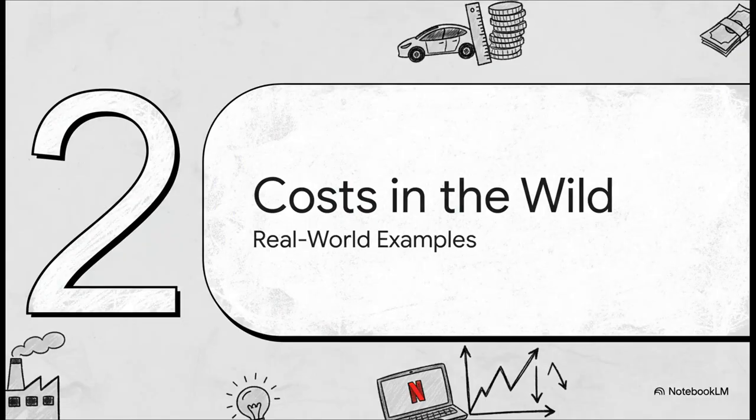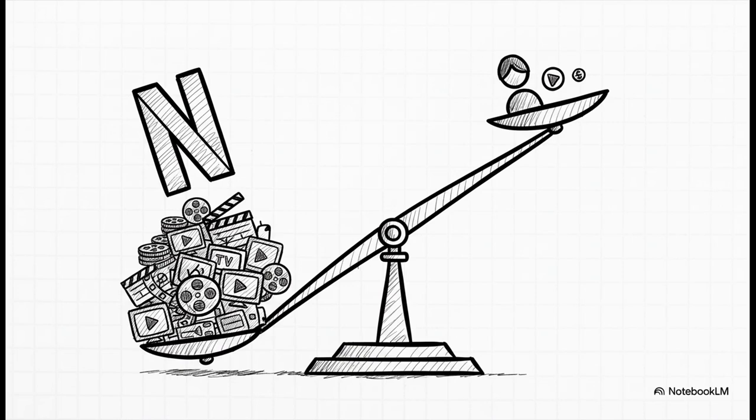All right, so that's the theory. But let's see how these costs actually behave out in the wild. We'll start with a company that pretty much all of us use. Let's talk about Netflix. Their entire business model is a masterclass in leveraging a specific cost structure. They have absolutely massive, gigantic fixed costs. But the cost to add one more person, like you or me, it's tiny.